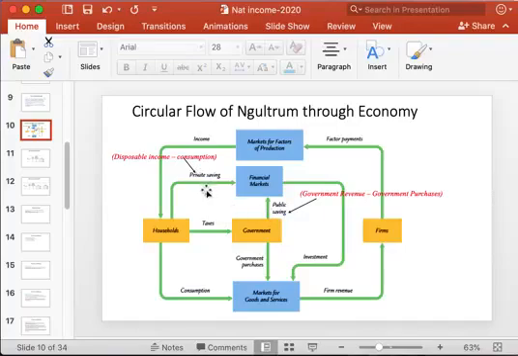Whatever private or public, whatever the individual people save is then invested in financial market, and also whatever public saving is there is also invested in financial market, and that savings in the financial market goes out as investment for the purchase of goods and services by the firms or households or government, and that becomes the investment here.